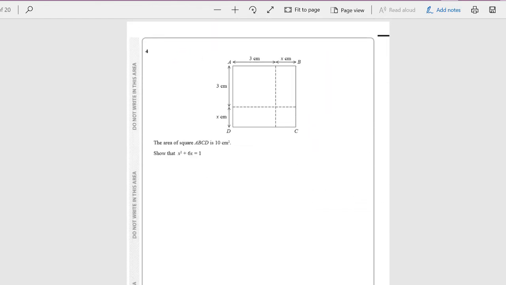Question 4. The area of square ABCD is 10 centimeters squared. Show that x squared plus 6x equals 1. We know the area of this ABCD is 10 centimeters squared. The area of the square we know is length times width. So we have 3 plus x, which is AB, and the same thing here, 3 plus x.